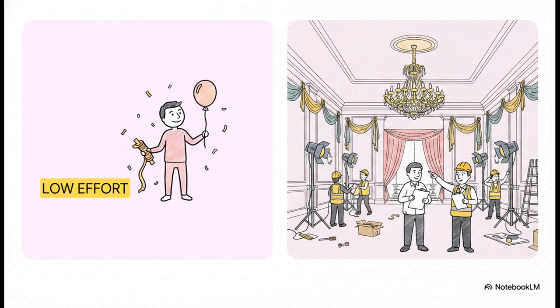Let's look at a specific example using the trigger verb arrange to see how profoundly it alters the tone. She arranged to decorate the hall sounds, well, incredibly casual. It paints a picture of a low-effort scenario. Maybe she's just going to show up early with a single balloon and some tape. But apply our formula.